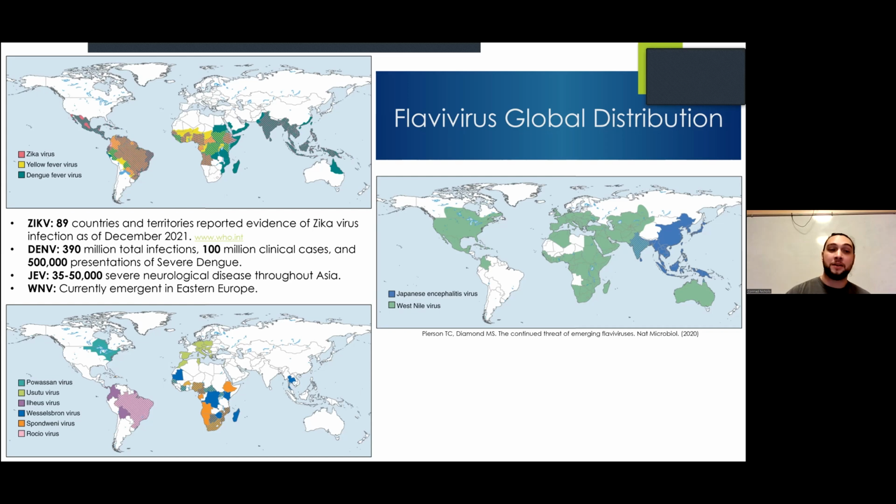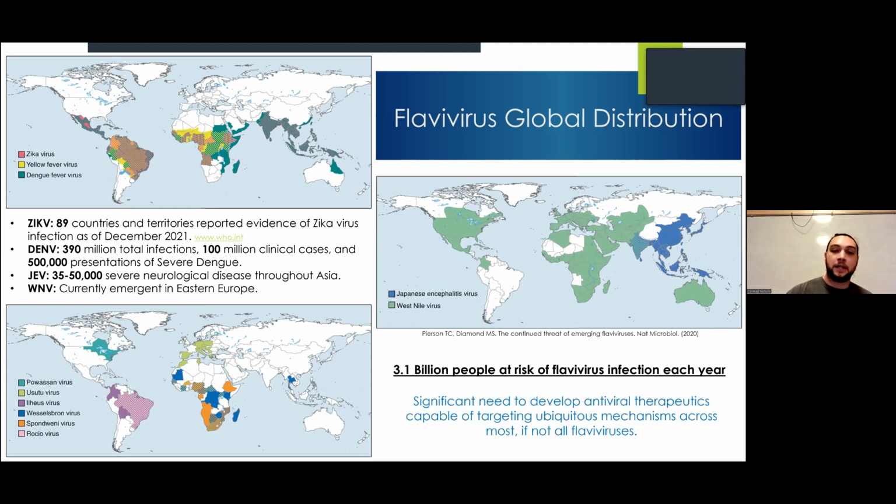Also, dengue virus causes 390 million total infections per year, with 100 million of those resulting in clinical cases and about 500,000 presenting as severe dengue fever or severe dengue disease. Now, Japanese encephalitis virus, which is another flavivirus, results in about 50,000 severe neurological diseases throughout Asia every single year. And West Nile virus is currently emerging, meaning that it's currently growing in number out in Eastern Europe. And so this is quite difficult to combat because all these flaviviruses are causing major issues. And altogether, there's about 3.1 billion people at risk of flavivirus infection every single year.